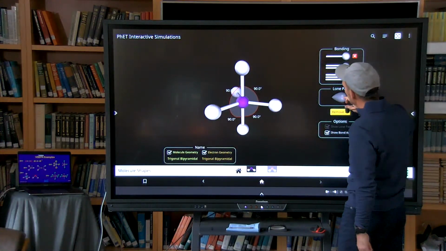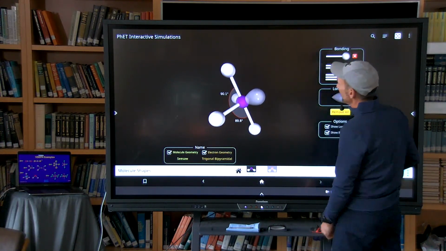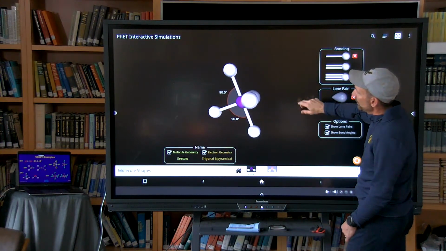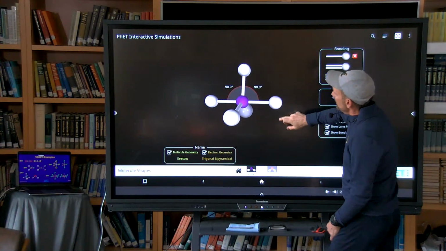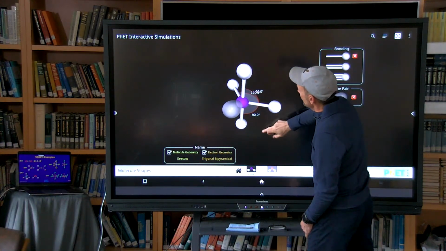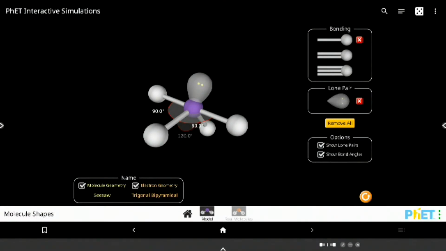And of course, you can take away, those could have been bonded pairs. And there you have this situation here where the molecule looks like a little seesaw. It's called a seesaw, but the shape of the electron pairs is still trigonal bipyramidal. And you can play with this. The link is in your notes, so you can play around with these things.